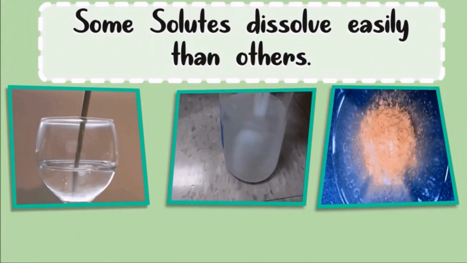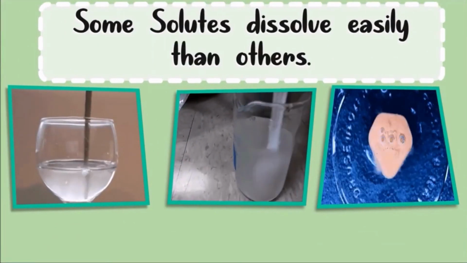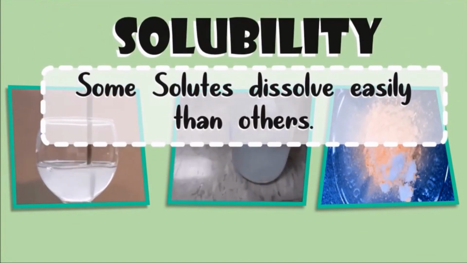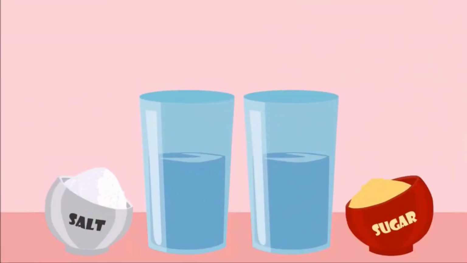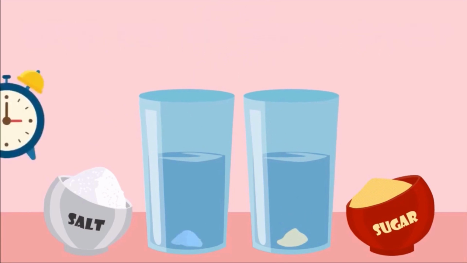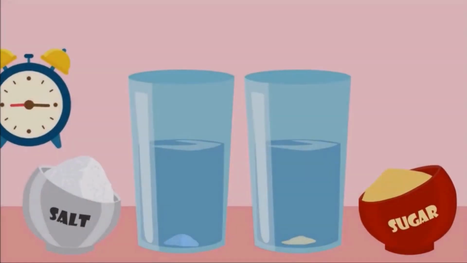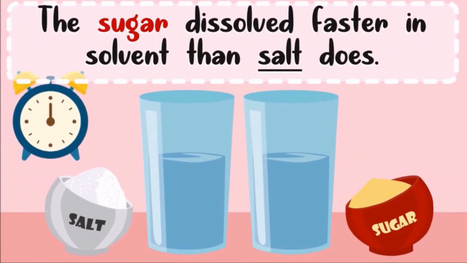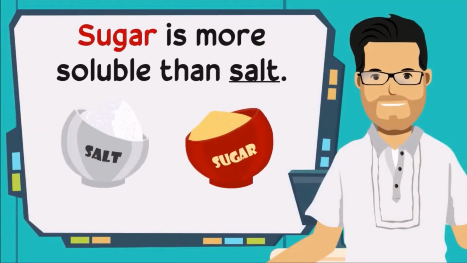Some solutes dissolve more easily than others. This property of a solute is called solubility. When you put sugar and salt in separate glasses with the same amount of water, which one do you think will dissolve faster? The sugar dissolves faster in solvents than salt does. This is because sugar is more soluble than salt.